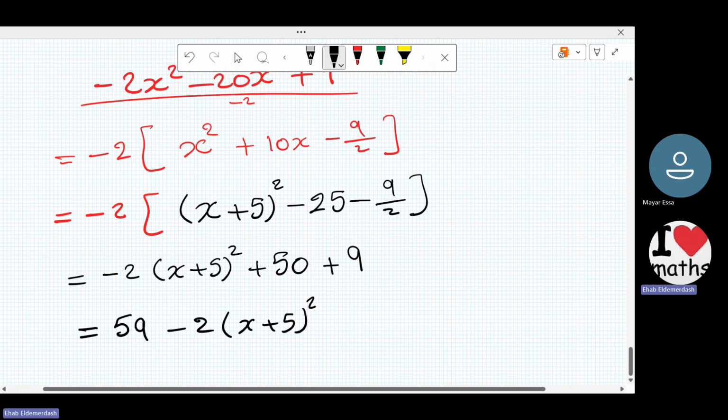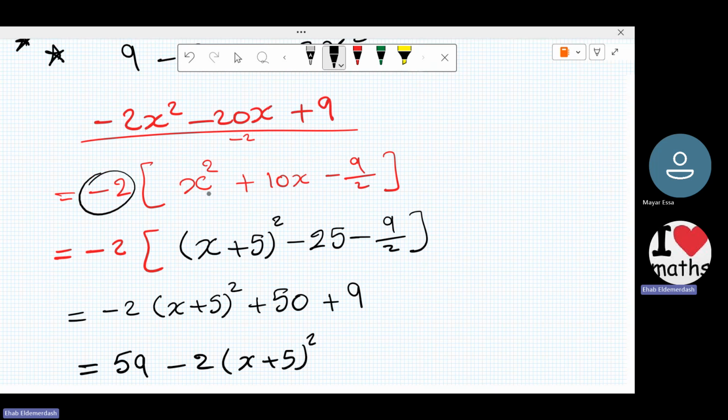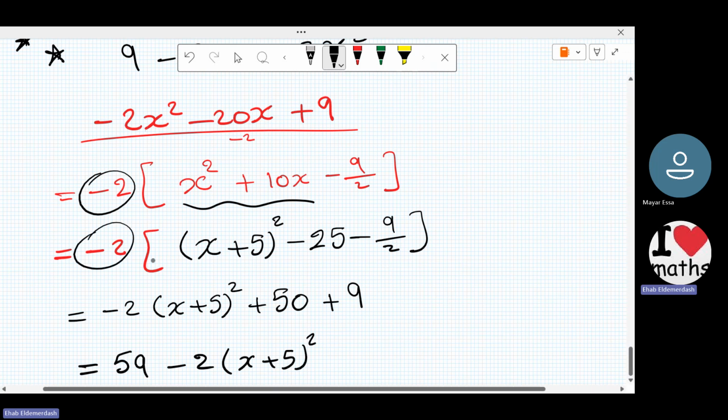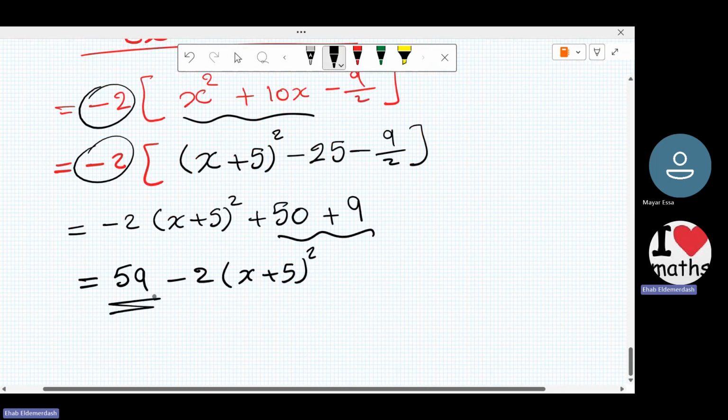Come on guys. So now we have x squared plus 10x minus 9 over 2. We just took the negative 2 outside. What's the remaining? x squared plus 10x minus 9 over 2. I took the negative 2 outside and worked normally inside: x plus 5 squared minus 25, then minus 9 over 2. This negative 2, I will send it inside, so it's negative 2 into the bracket plus 50 plus 9. And now 59 minus 2 into the bracket, and we did the question.